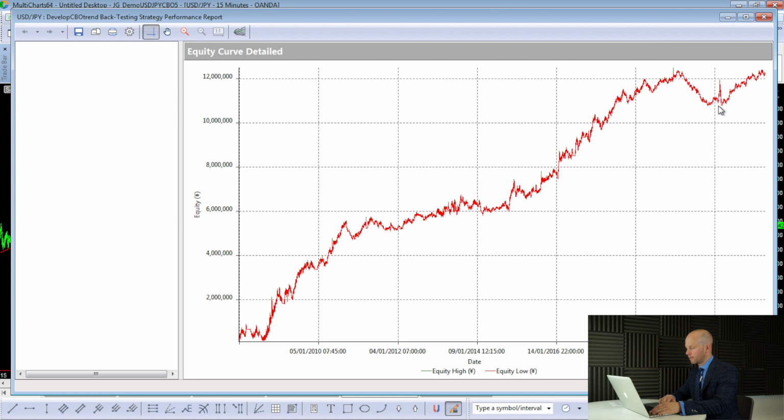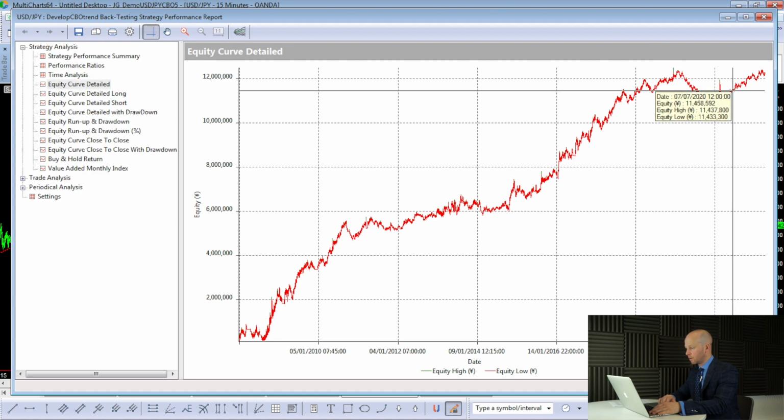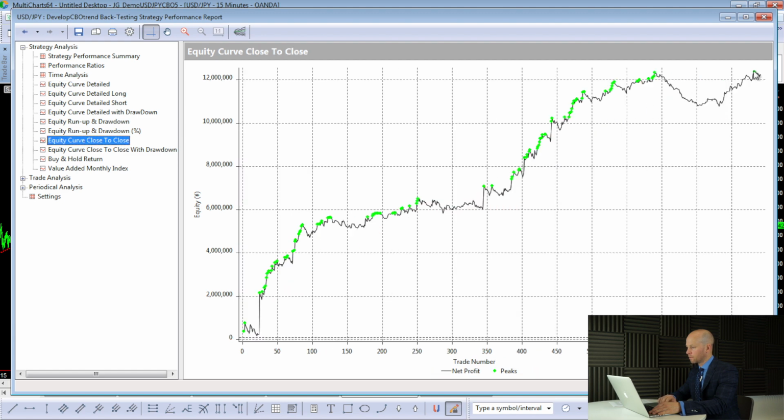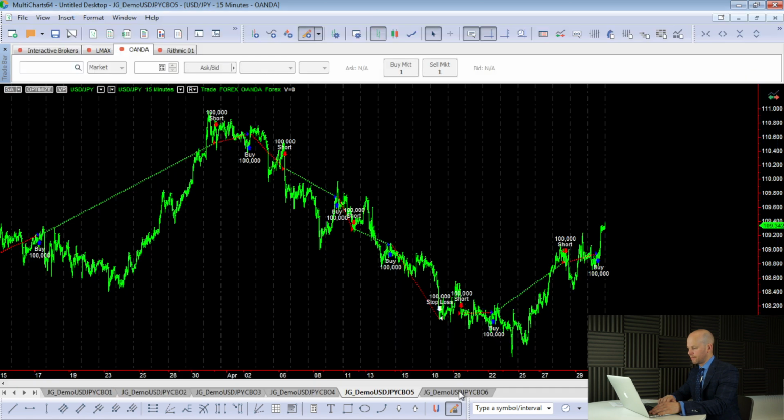And we can see that the performance, even since I turned the strategy back on, has continued to make money, which is really good. And we're pretty much now, you can see by the green dots, making brand new equity highs.